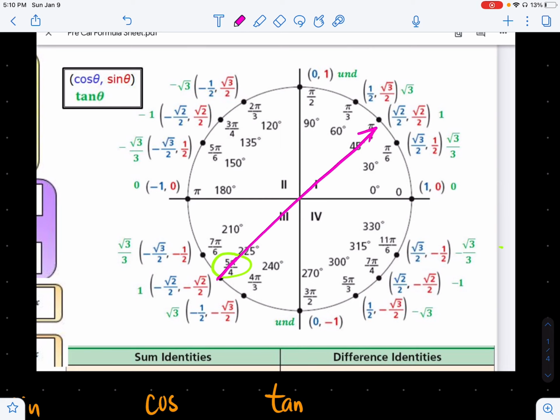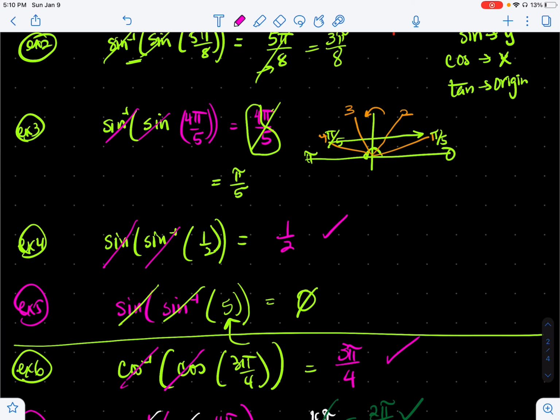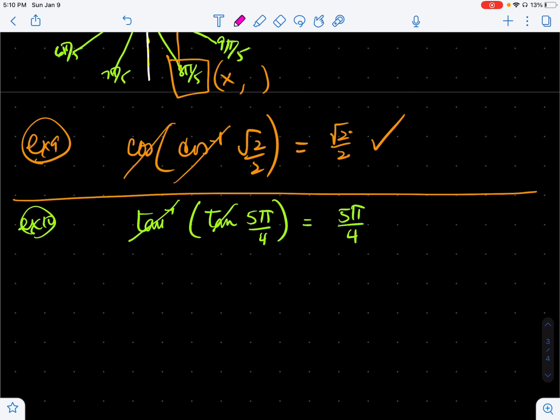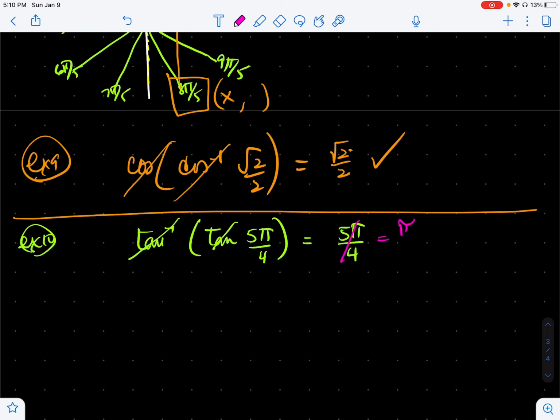We're taking it to the first quadrant, and the corresponding value there is pi over 4. It's in the first quadrant, so I really don't have to mess with pi over 4. Pi over 4 it is. So, what did we learn? With sine, reflect over y. With cosine, reflect over x. With tangent, reflect over the origin, straight across.